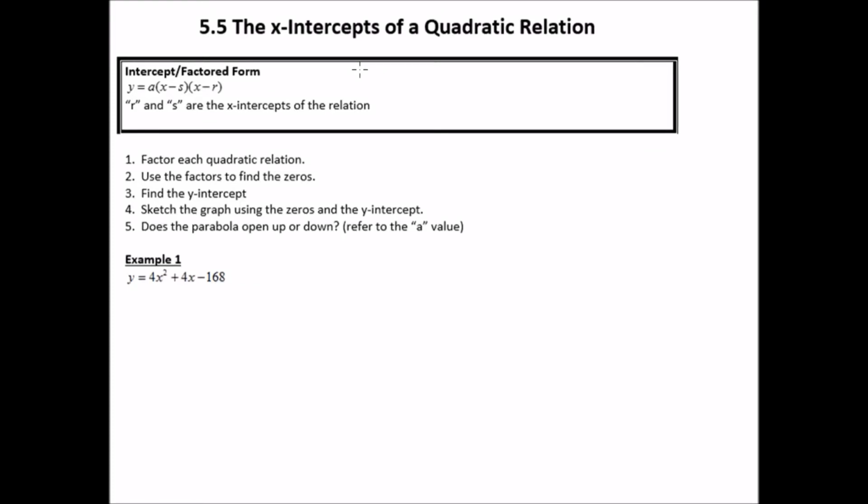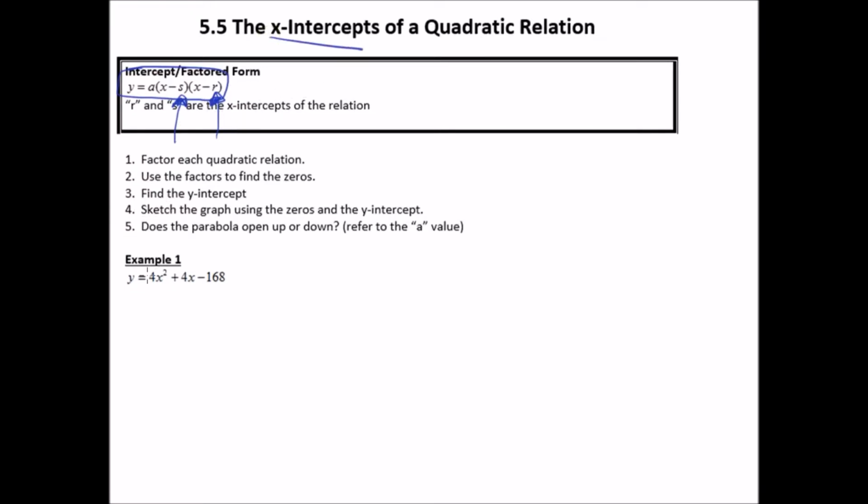5 covers the x-intercepts of a quadratic relation. So it's important for us to get our quadratic relations into factored form. And this right here is factored form. The s is going to be one of our factors and the r is going to be the other factor. And from this form, we're going to be able to solve for the x-intercepts.